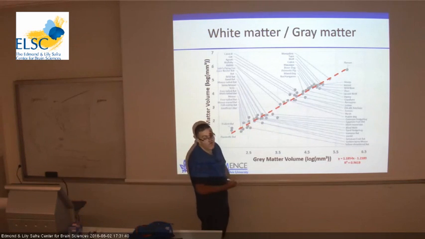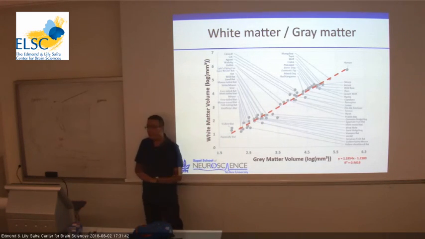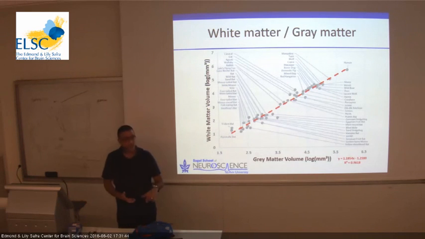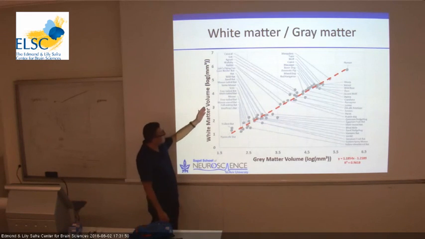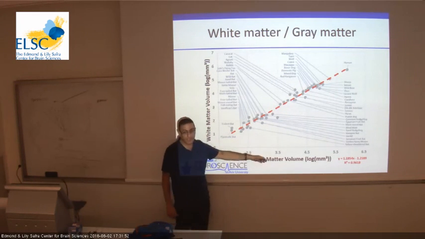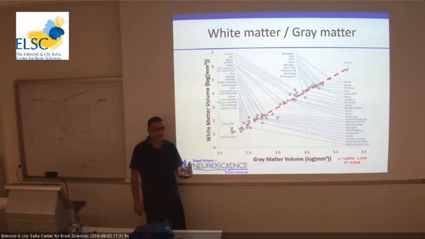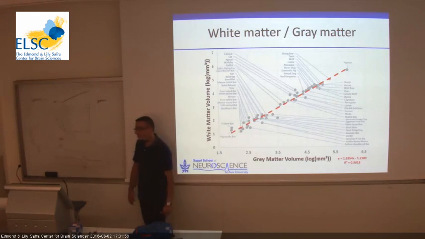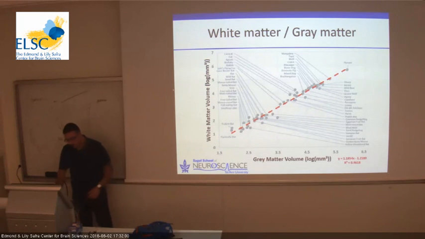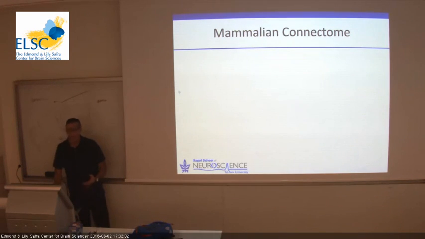So the first thing we did is to see if we can recreate things that are already known from histological works, just to see if the connection between the amount of white matter and gray matter that I showed you before can be recreated. And we could recreate it from MRI, meaning that MRI is a reasonable parameter that shows the same observation. So what to do with this enormous amount of data?